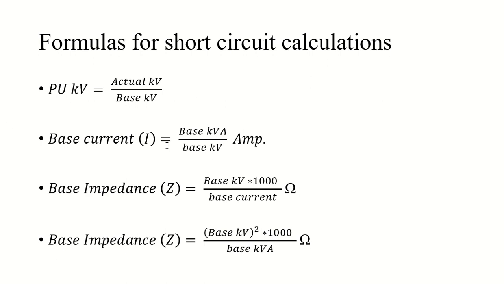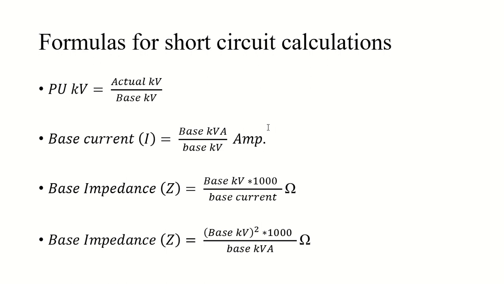Okay, and as we are finding base current here, the unit of the base current will be ampere, because it is a base value, it is not a per unit value. Per unit values do not have any units, but base values always have units, so it will be ampere.